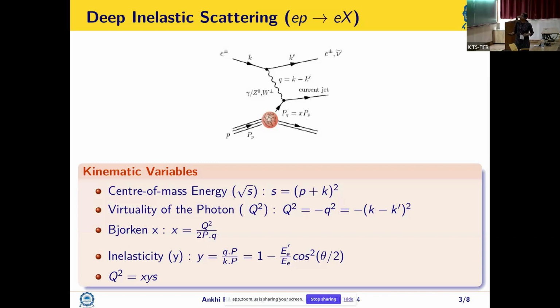You can see there could be two methods. Knowing only the final state, if I know the energy of the scattered electron and theta, the scattered angle, with this only we can do the analysis. Another thing we can do: let's say we know the four momentum of the final state electron, that means the energy and px, py, pz. There also you can do the analysis. So this is the idea.